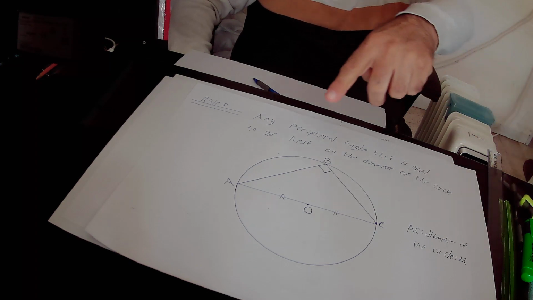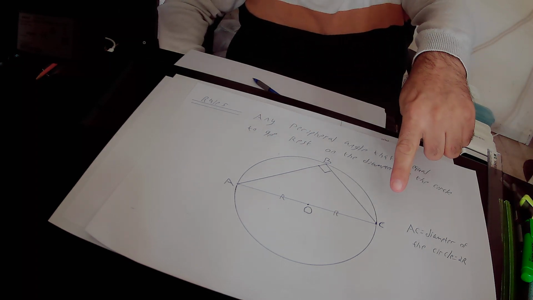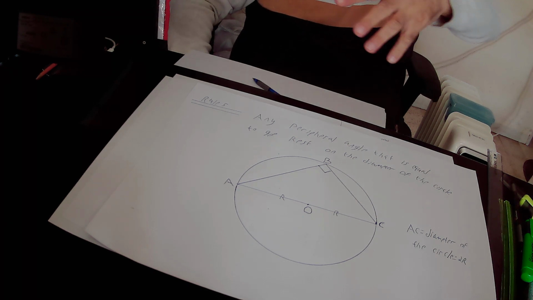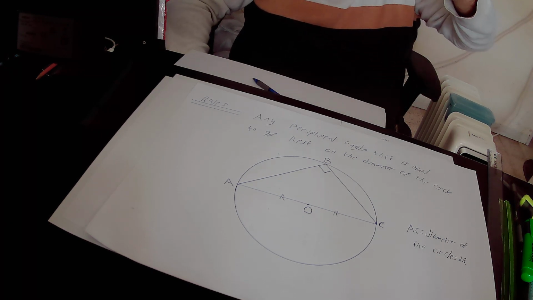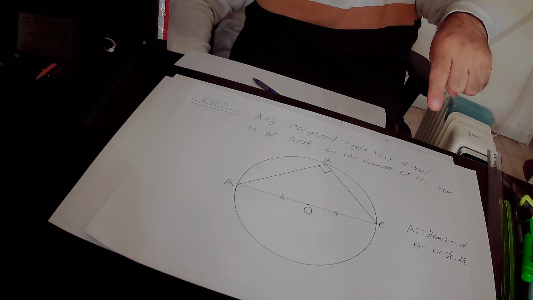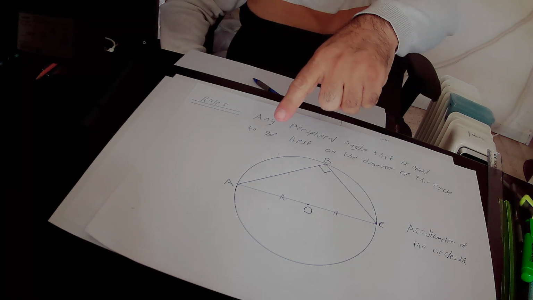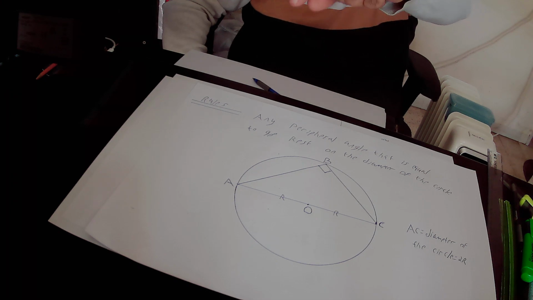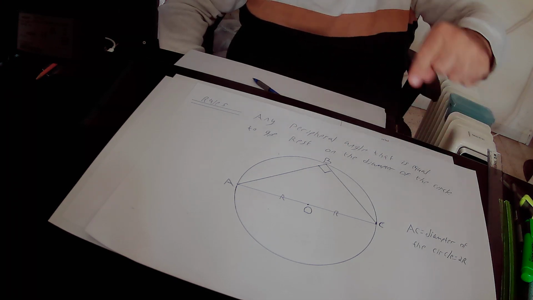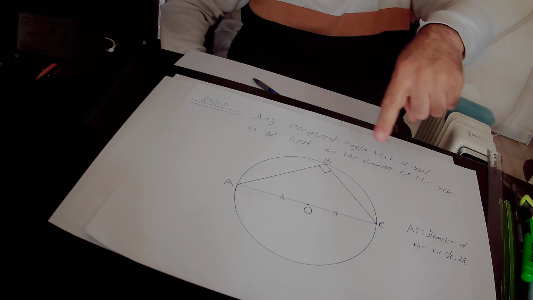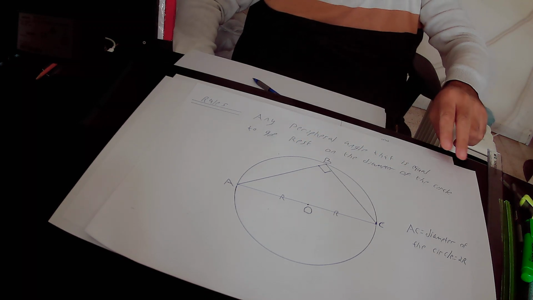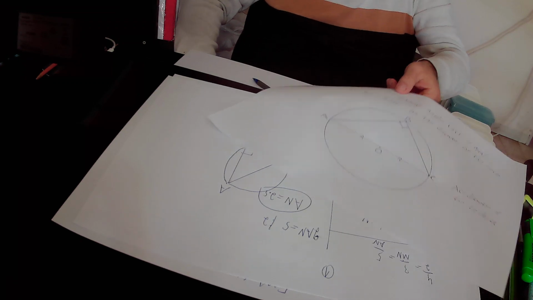Here we have peripheral angle ABC that is equal to 90 degrees. And because peripheral angle ABC equals 90 degrees, it must rest on the diameter of the circle. AC is the diameter. So any peripheral angle that is equal to 90 degrees must rest on the diameter of the circle. Peripheral angle ABC rests on AC, that is the diameter of the circle. So we will implement rule number 5 in our drawing.